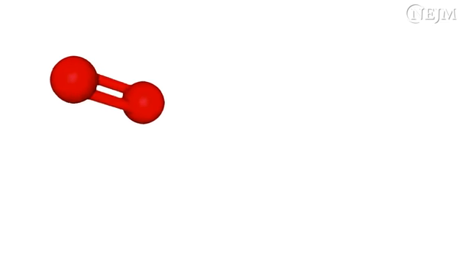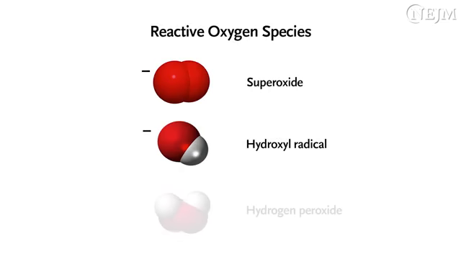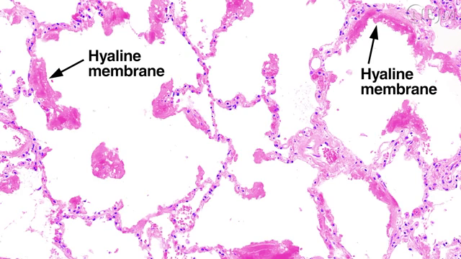Increased oxygen tension can accelerate the production of reactive oxygen species such as superoxide, hydroxyl radical, and hydrogen peroxide. Reactive oxygen species can impair the function of intracellular macromolecules and proteins, leading to cellular injury, tissue damage, and the formation of hyaline membranes in the alveoli.